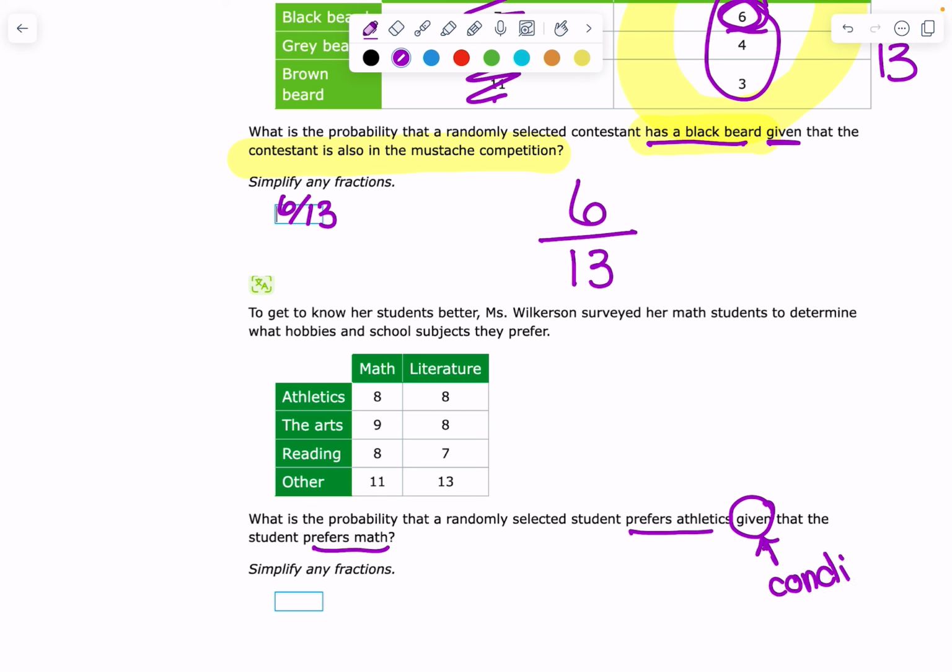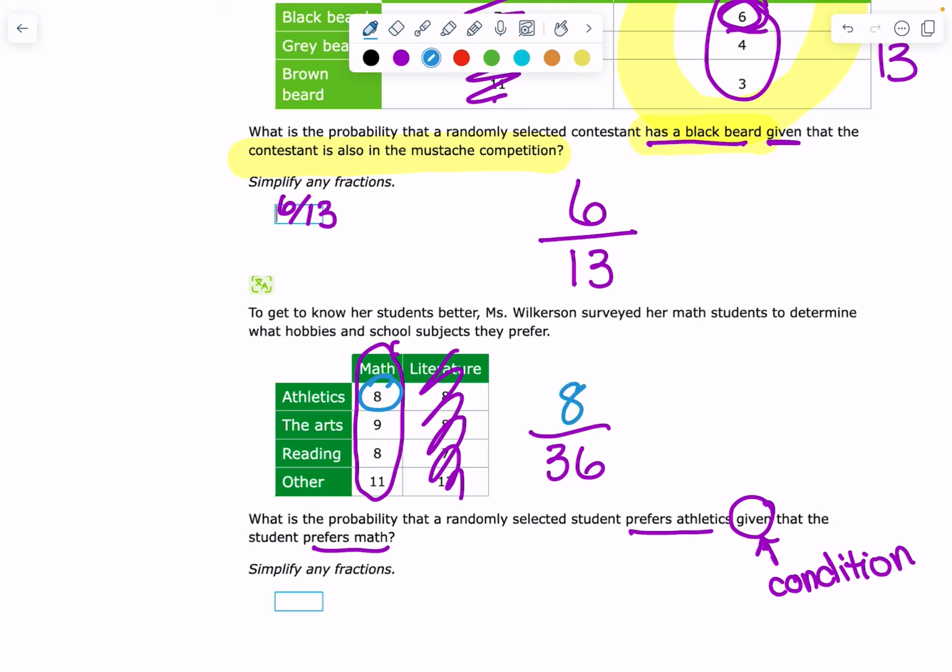This is going to be where our total comes from. So we know for a fact that the student that Ms. Wilkerson selects prefers math. So we can cross off all the people that prefer literature. We can add those people up. So we have 8, 9, 8, and 11, which would give us a total of 36 students who prefer math. And of those students who prefer math, 8 of them prefer athletics. So we can use that 8 on top here, and then we can reduce this fraction.